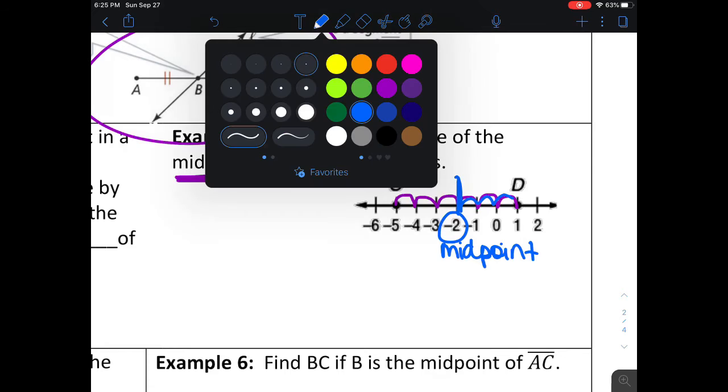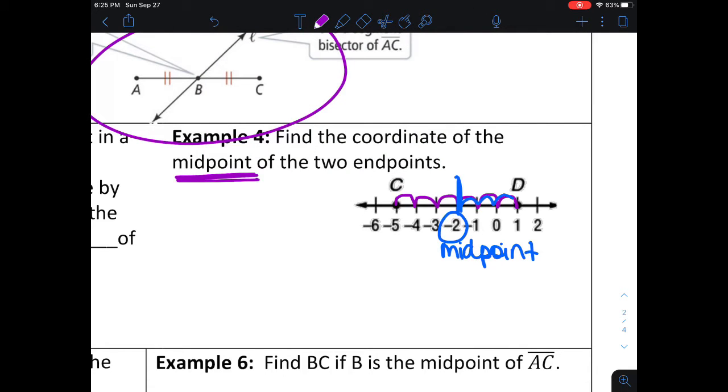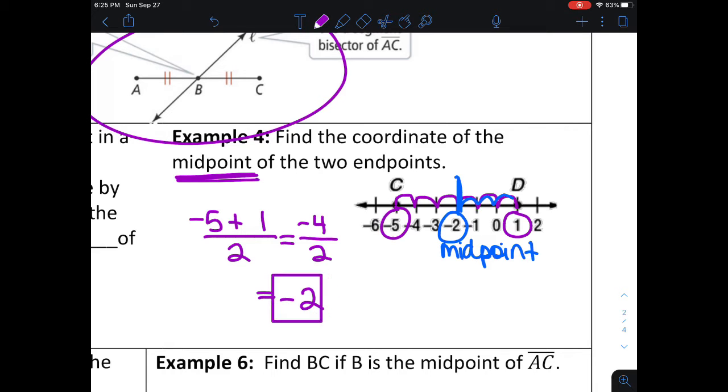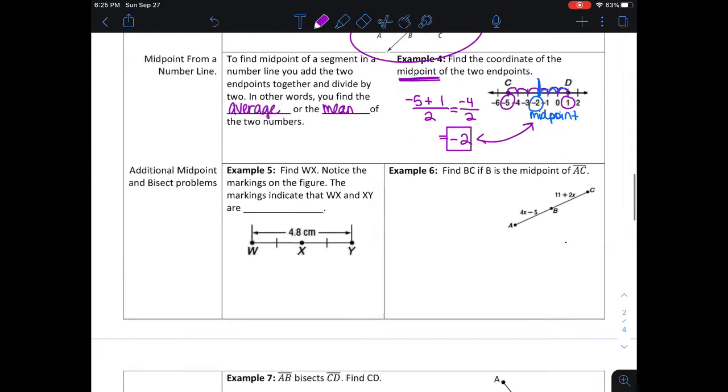If we use the whole averaging mean thing that I was just talking about, just take these two, add them, and divide by 2. That's going to be, let's see, 5 plus 1 is -4. So that's -4 over 2, and -4 divided by 2 is just -2. You see how we can do that 2 different ways? It's a beautiful thing.